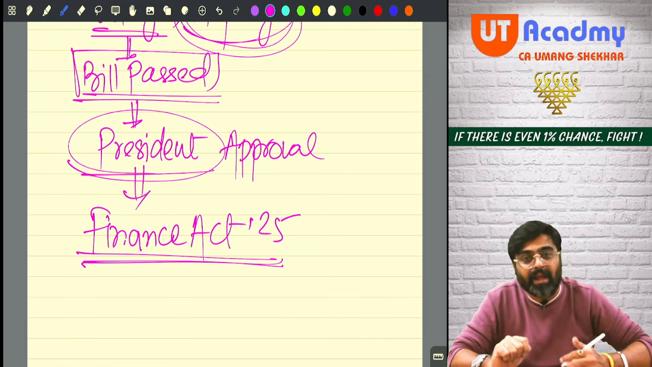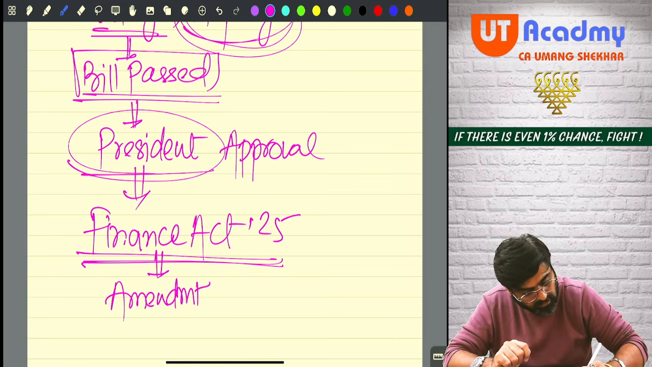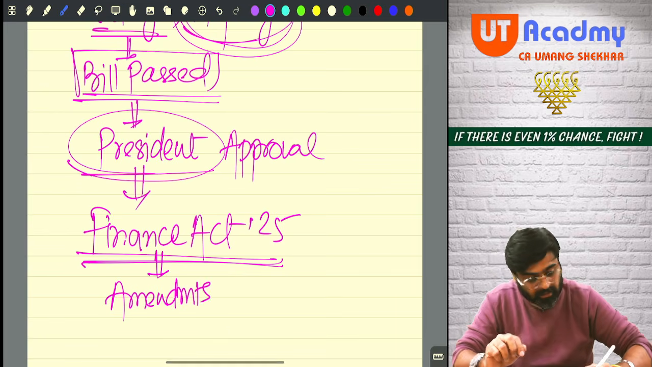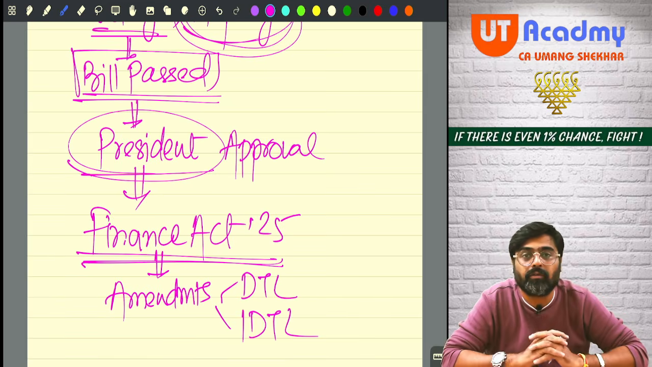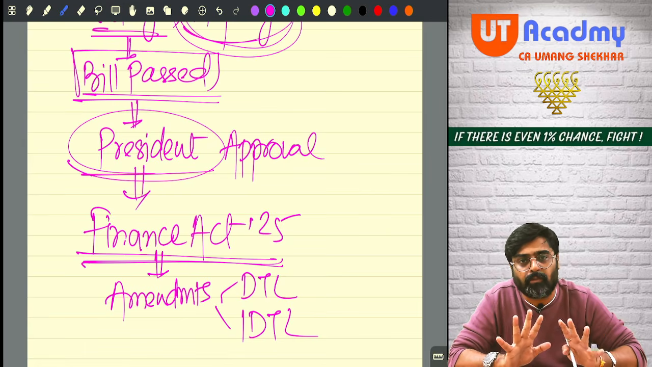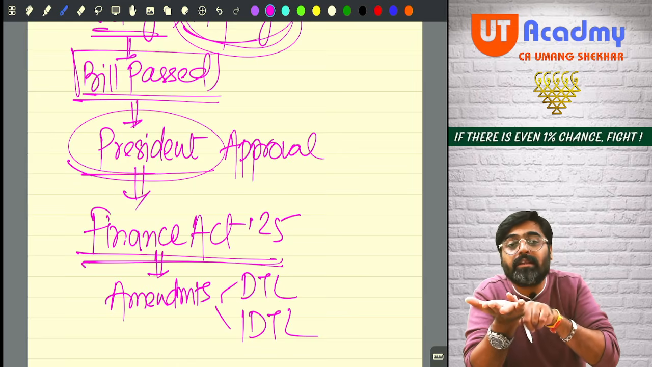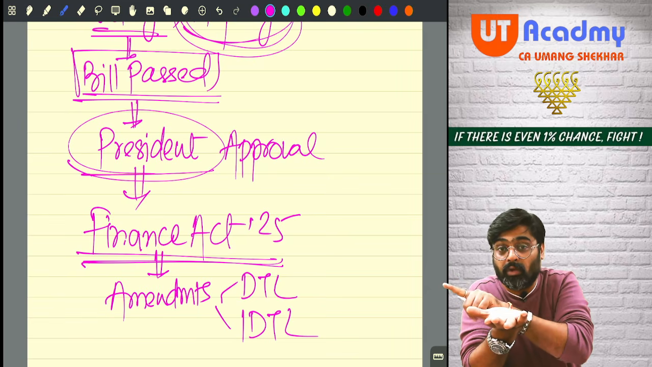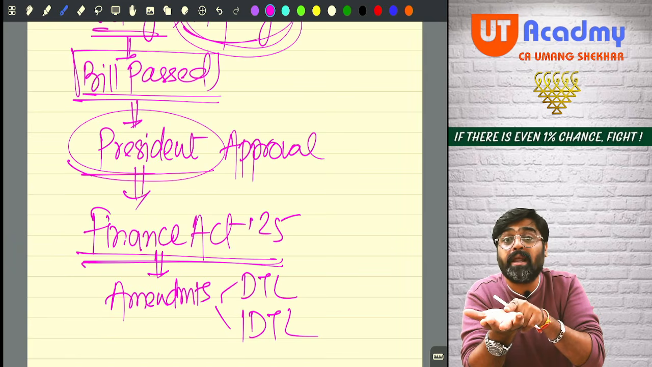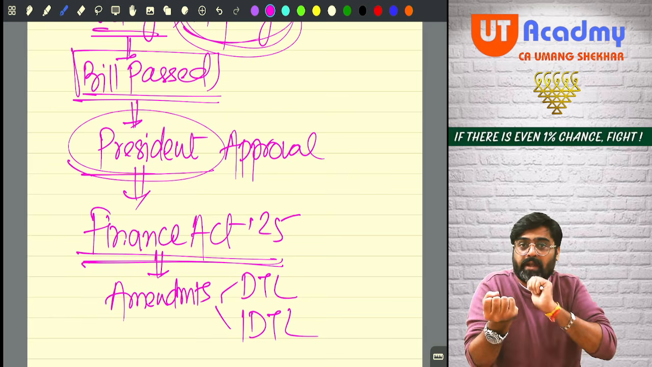Now this Finance Act will contain what? Amendments which are final amendments in both direct tax law as well as indirect tax laws. Getting my point? Now we are not supposed to do anything. We are supposed to take our Income Tax Act, Income Tax Act 1961, which was updated till 2024. I will pick that Income Tax Act. Now what will I do?